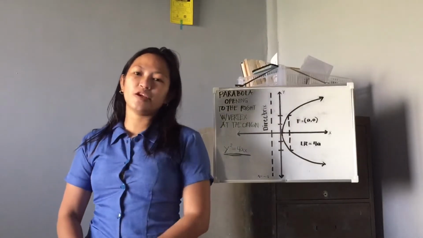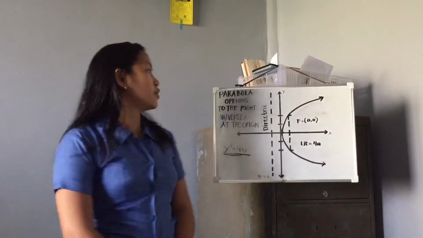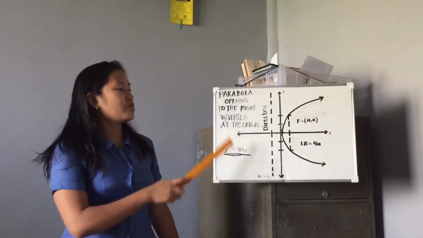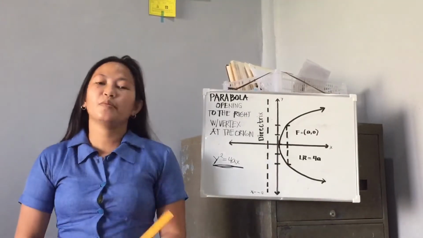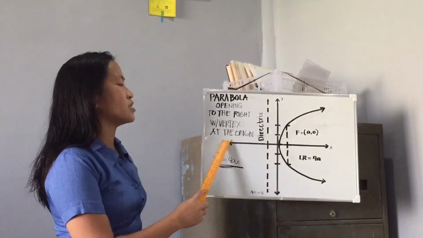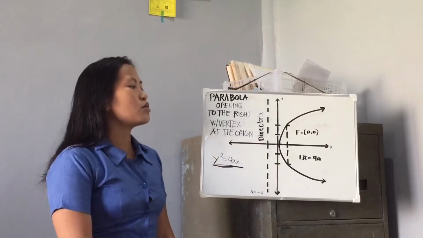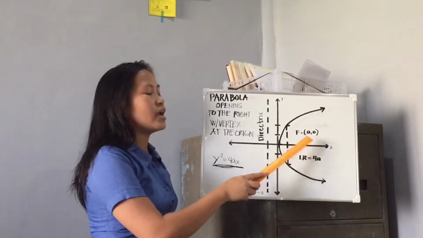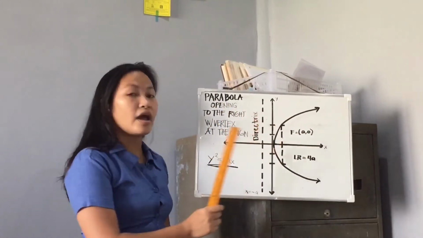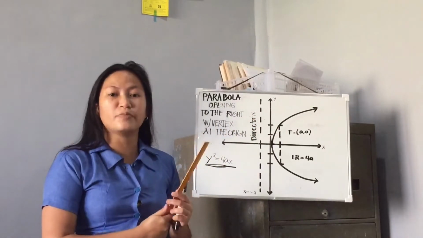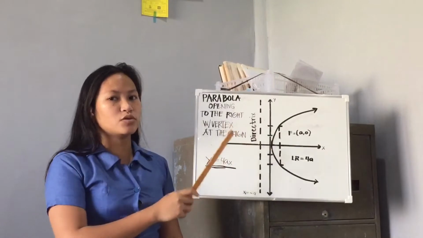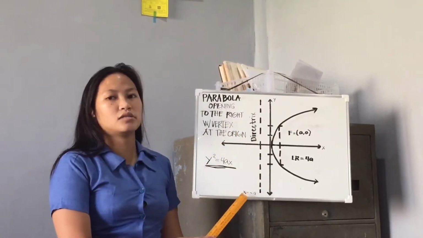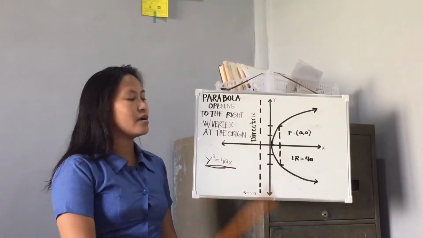And for today's video, we will be talking about the parabola opening to the right with vertex at the origin. So to find the parabola opening to the right with vertex at the origin, the focus is at point A, 0, where A is any positive number, and the directrix must be opposite to the focus. That will be x is equal to negative A.